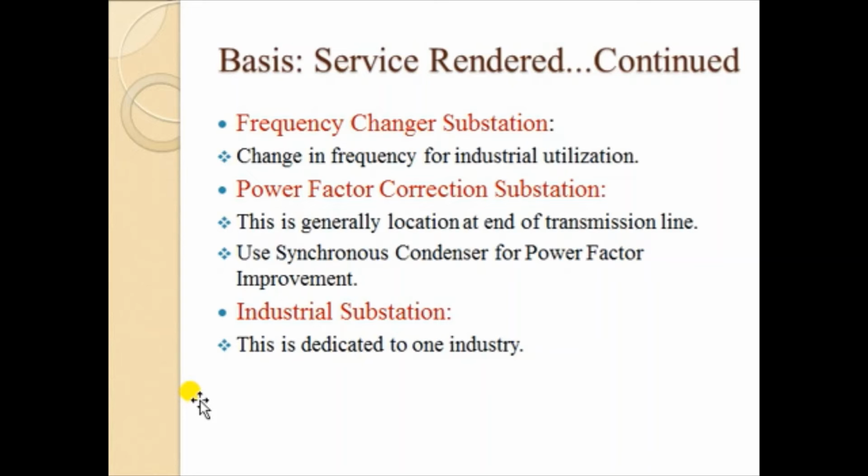Power factor correction. So there is the concept of synchronous condenser, an overexcited synchronous motor, acts like a capacitor, inputs reactive power into the system. So you can give a place to equipment like synchronous condenser for power factor improvement, and that substation will be called a power factor correction substation. There will be another substation which is dedicated to a typical industry, which is called an industrial substation.